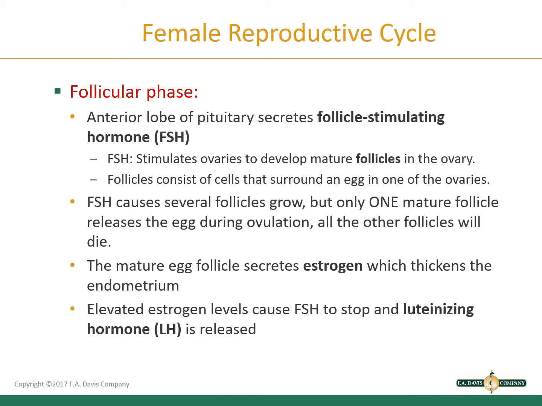Now we're going to discuss the female reproductive cycle, your menstrual cycle, and it contains 2 phases. Your first phase is called the follicular phase. The follicular phase starts on the first day of menstruation and ends with ovulation. So during this phase is when a select number of follicles in the ovary start to mature until one dominant mature follicle releases an egg.